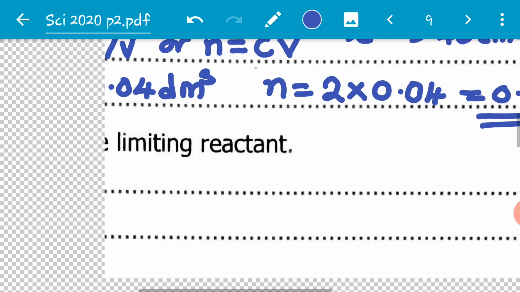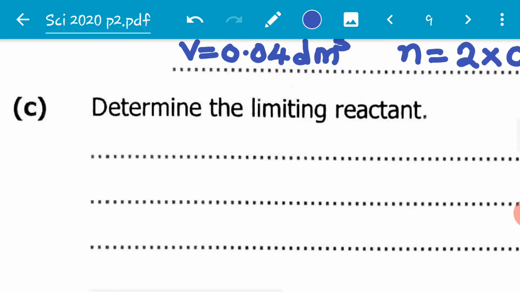Okay, we go to part C. Part C is saying determine the limiting reagent. Now we need to understand what a limiting reagent is.